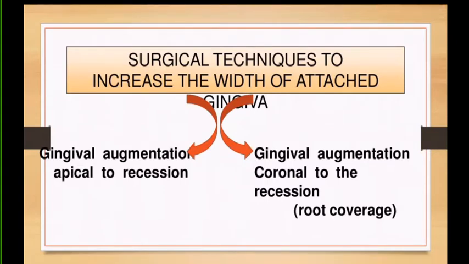Here you have to think of two different scenarios. One is recession and the second is inadequate width of attached gingiva. It is not always the case that you can see the root of the tooth, but still the attached gingiva might be less. In some patients this happens. In those cases, you do augmentation apical to the recession. There may or may not be any recession. What you want to achieve is attached gingiva, so you will do augmentation, adding gingival tissue apical to the margin or apical to the recession.